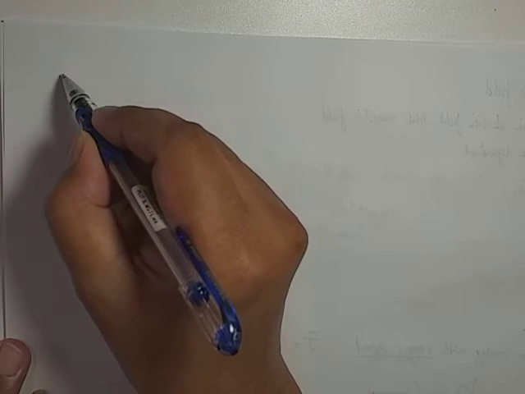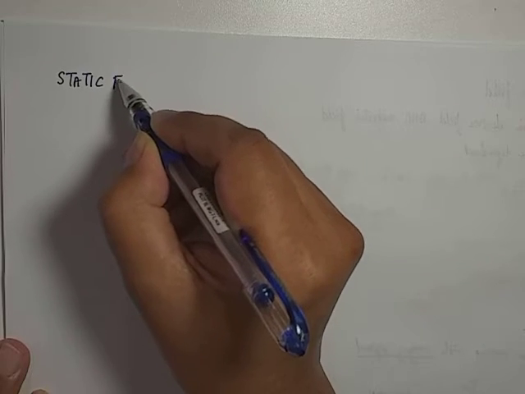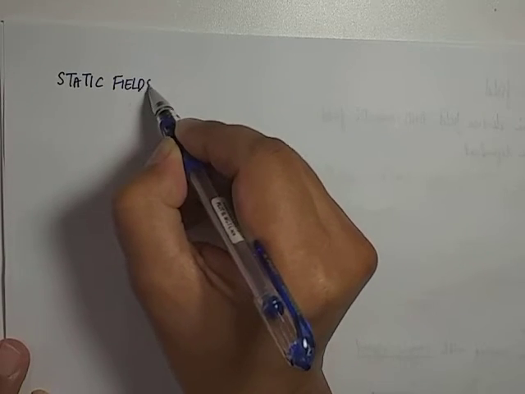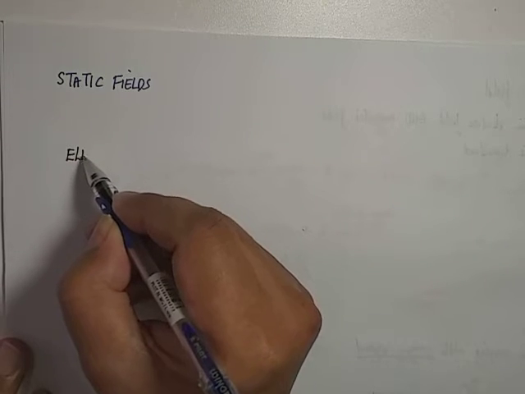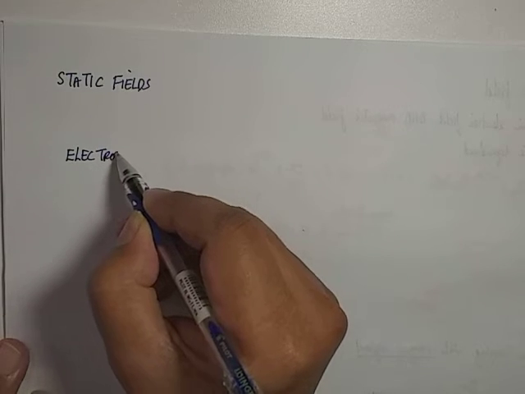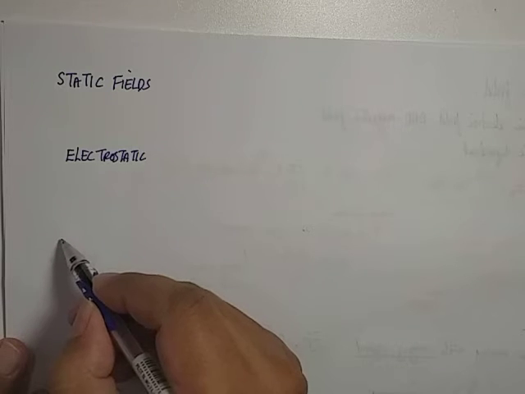So now, how are we going to discuss our electromagnetic field in this particular syllabus? Remember, before we talked about static fields. That should be the thing we've seen before. And how many static fields have we learned? There are two. They are electrostatic, and the second type, we call it magnetostatic.